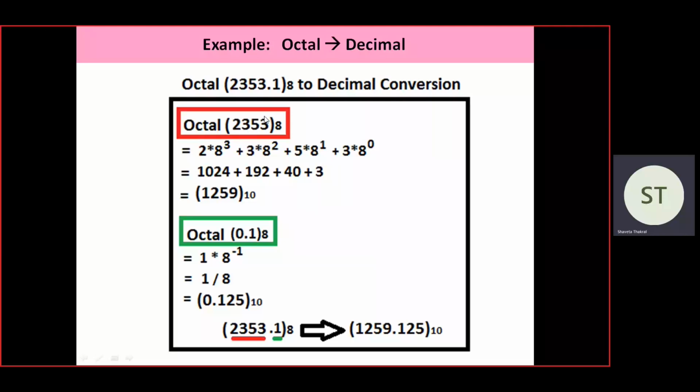What is the weight assigned to this particular digit? It is 8 raised to power 0. For this digit it is 8 raised to power 1, for this digit 8 raised to power 2, and for this digit 8 raised to power 3. So we multiply 2 with 8 raised to power 3, then 3 with 8 raised to power 2, then 5 with 8 raised to power 1, and 3 with 8 raised to power 0. Finally we add all the multiplications, so we get the first part of the result. For the second part, the weight is 8 raised to power minus 1, and this is the overall result we get.